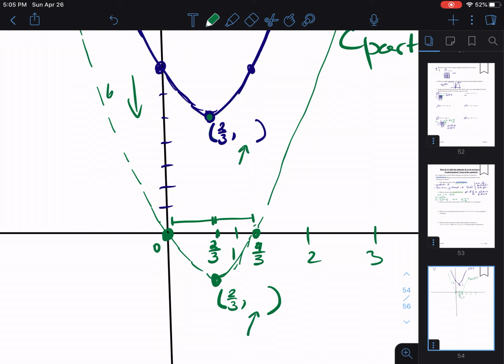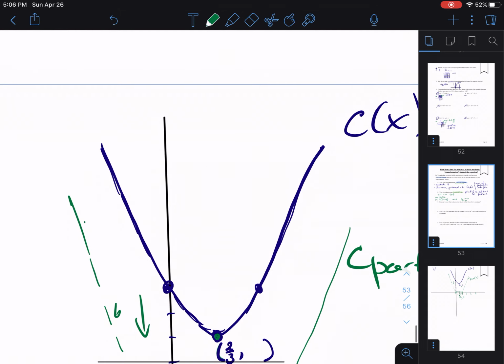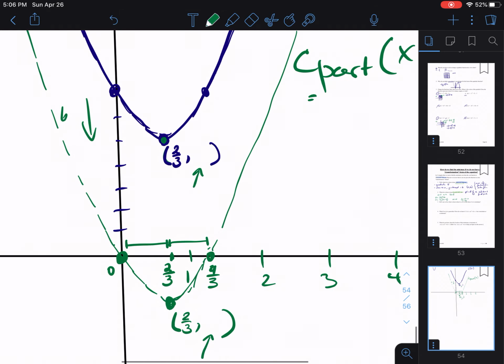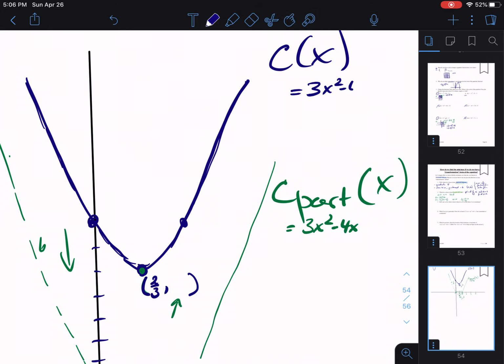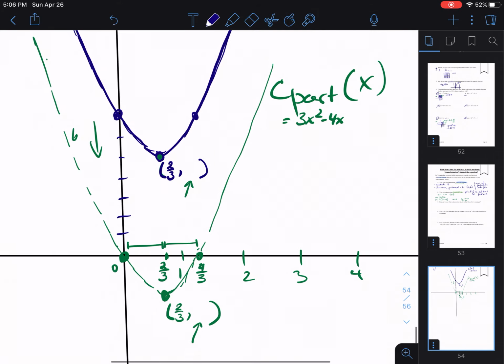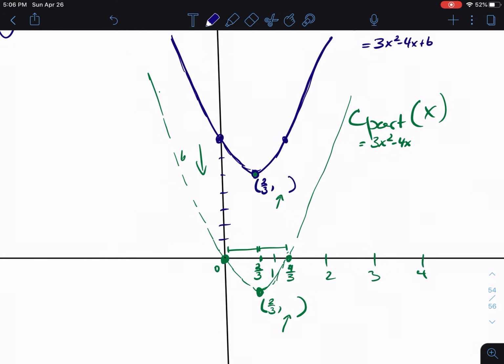Or this? Let's see. Our two functions were 3x squared minus 4x, and then plus 6. So this one is 3x squared minus 4x, and that one is 3x squared minus 4x plus 6. Which one do you think would be a better function to try to find the y value for the vertex? I would prefer to work with that one. It just seems like there's less stuff, fewer operations, right? And then I could add 6.